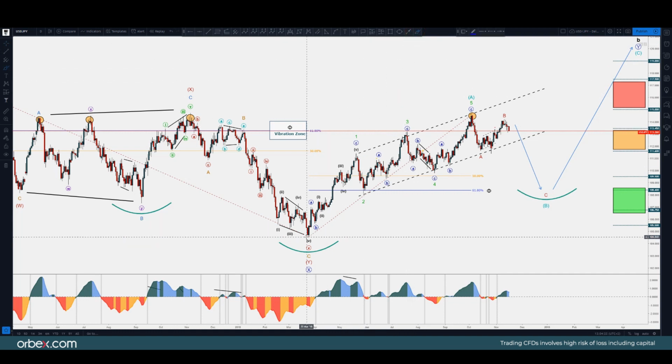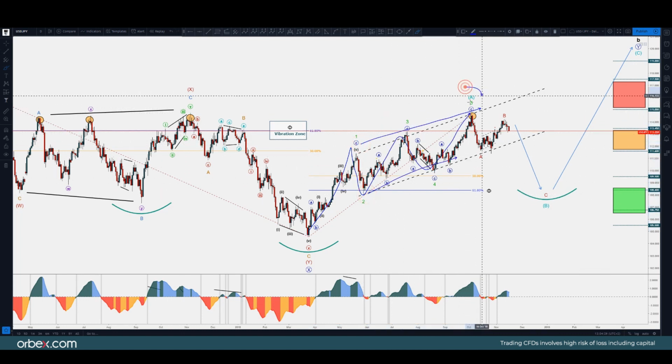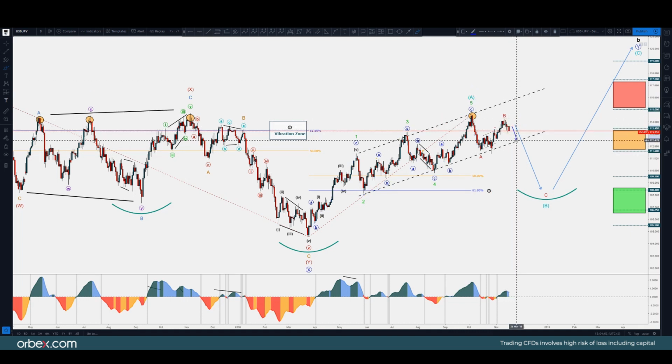So the way I'm labeling dollar yen is in a 1, 2, 3, 4, 5 in a leading diagonal in this intermediate A, right? And now the contraction. Now, obviously, what I would like to see is a deep contraction, 50%, 61.8 for this C leg, just like the oil, right? On the downside, because this kind of looks corrective, and this piece would need to go, right?